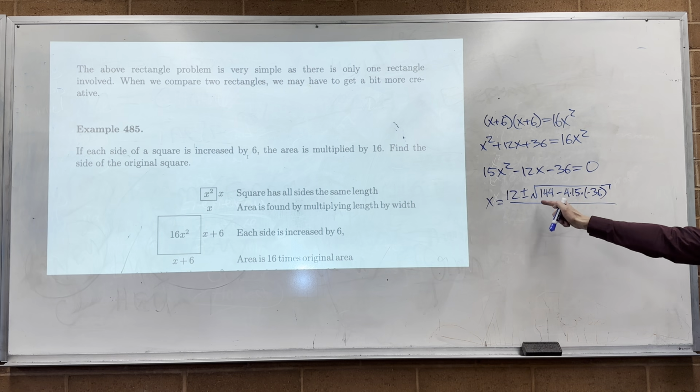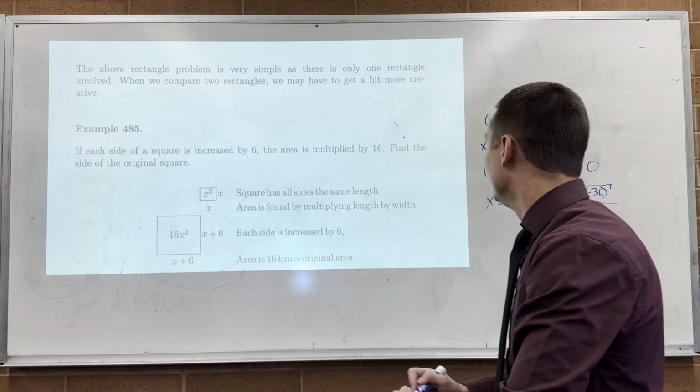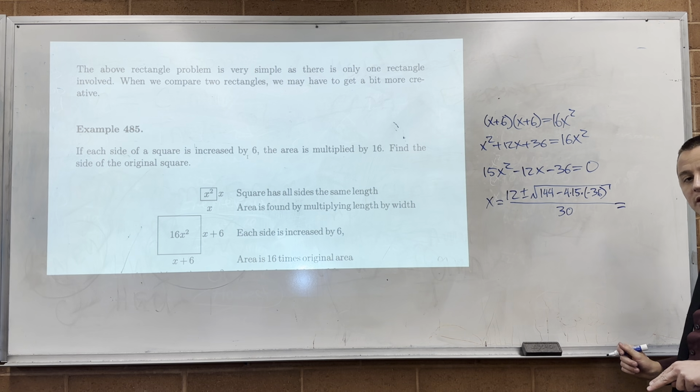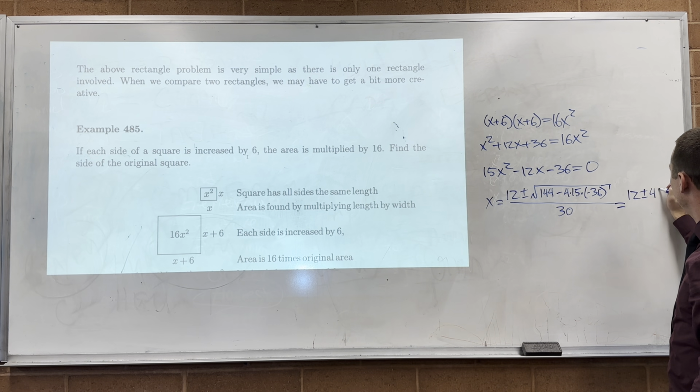And then add the 144 to that, plus 144 equals 2,304. Does it have a perfect square root, or are we going to have to factor it? It has a perfect square root. It's exactly the square root of 48. So you can take my word for it that when you multiply all this out, we get a really big number whose square root is 48, so we're left with 12 plus or minus 48 all over 30.